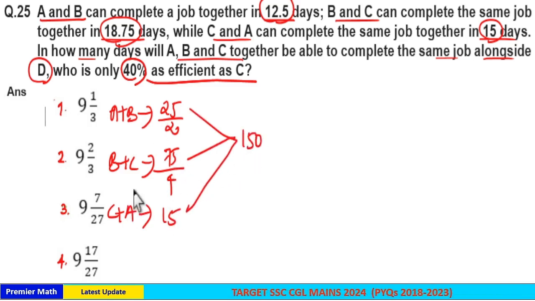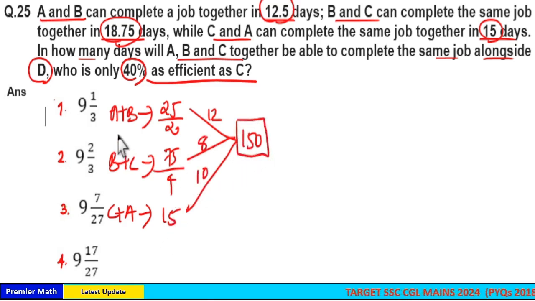All these 3 go in 150. 25 goes 6 times in 150. So 25 by 2 goes 6 into 2, 12 times in 150. 75 goes 2 times in 150. So 75 by 4 goes 2 into 4, 8 times in 150. 15 goes 10 times in 150. Total work is 150 units and efficiencies of AB, BC and CD are 12, 8 and 10 respectively.